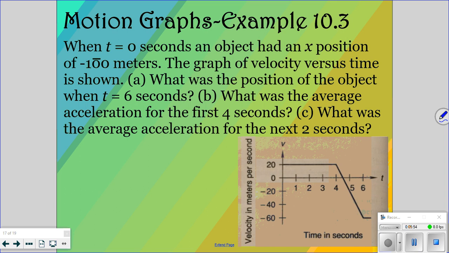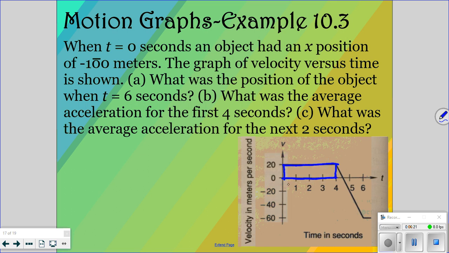We are told when t equals 0, it had an x position of negative 100. And they show us the graph. What was the position when t equals 6? And what was the average acceleration? So let's start with A. That's the part we were just looking at. Basically, what we're going to do is split this into figures. This right here is a rectangle.